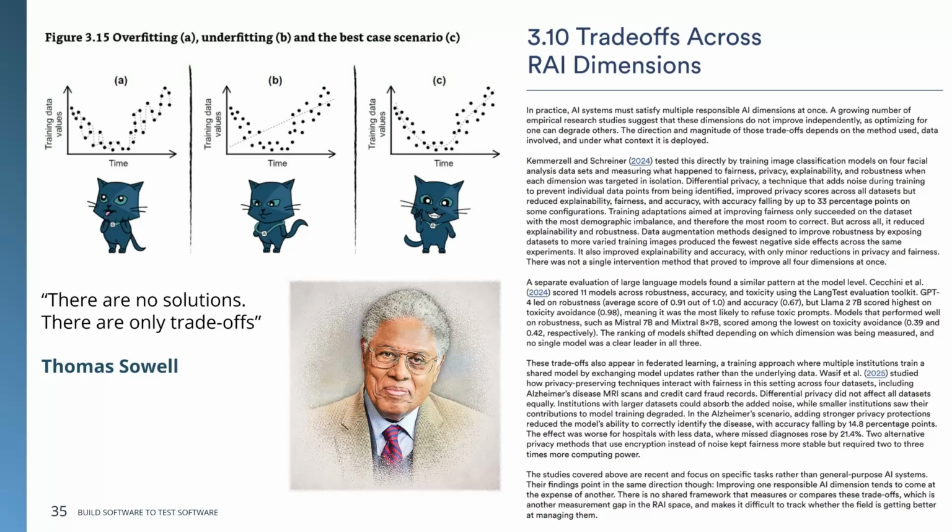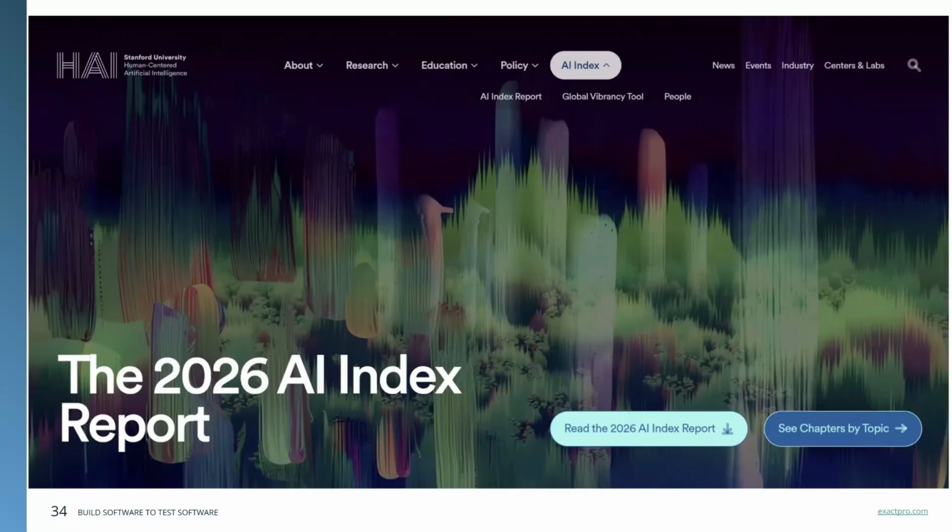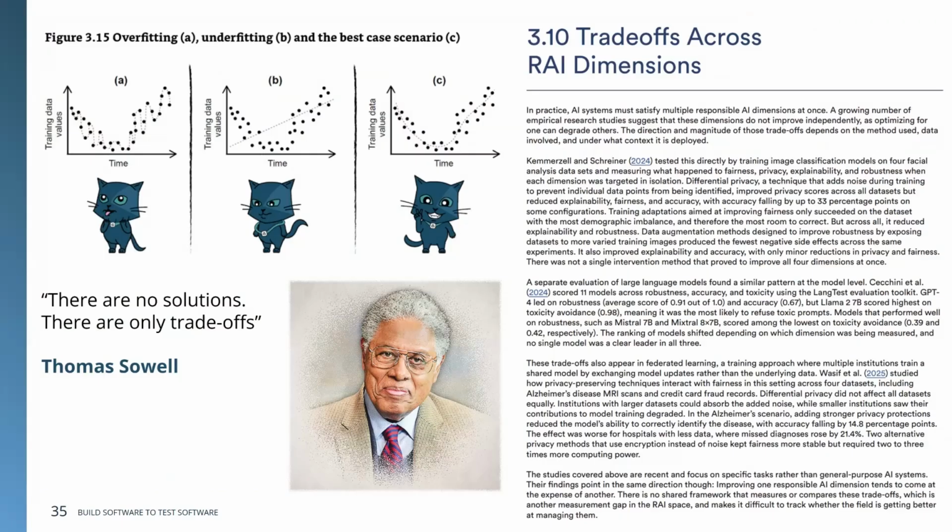And this week, in fact, the AI Index report by Stanford appeared. They publish it every year, and it was published this week, on the 13th. It is like 300 or 400 pages, highly recommended. And there is a section called trade-offs across responsible AI dimensions.